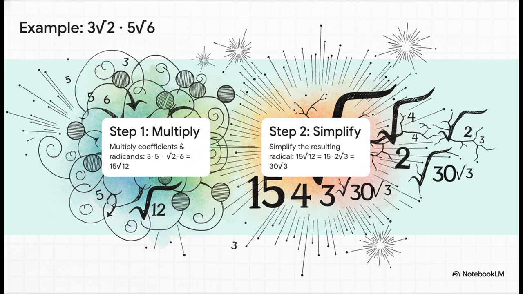The square root of 12 can be broken down into the square root of 4 times the square root of 3. And we know the square root of 4 is 2. So our final move is 15 times 2 root 3, which gives us our nice, clean answer, 30 root 3.